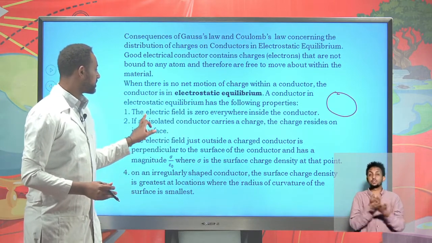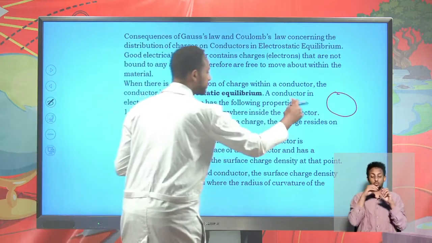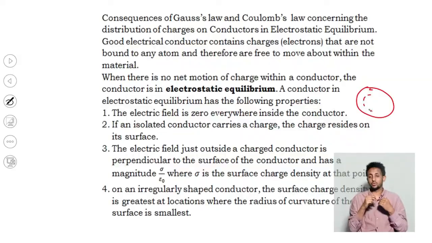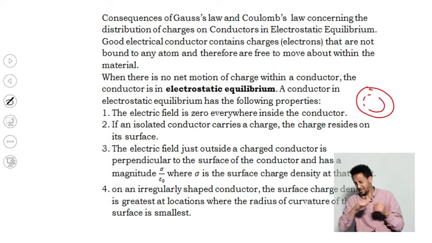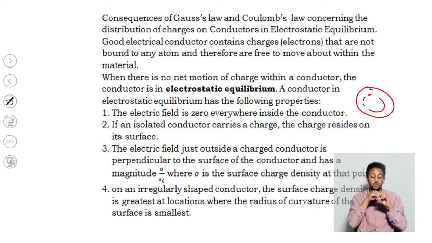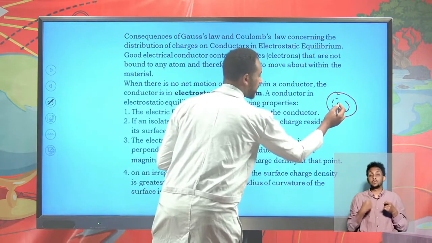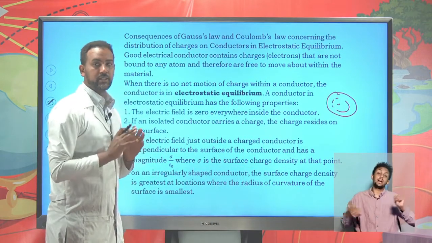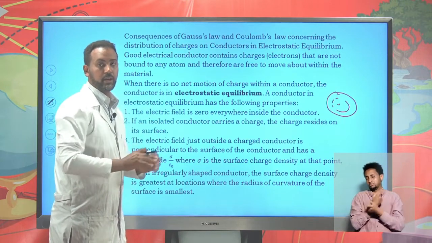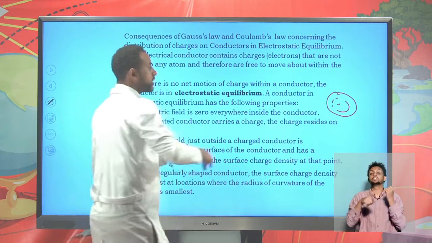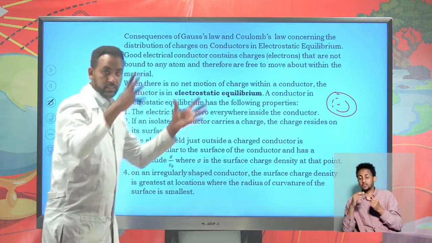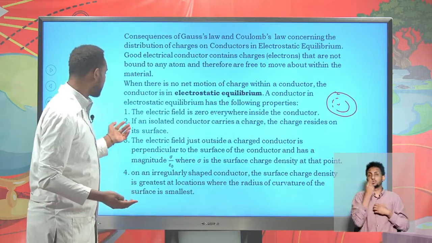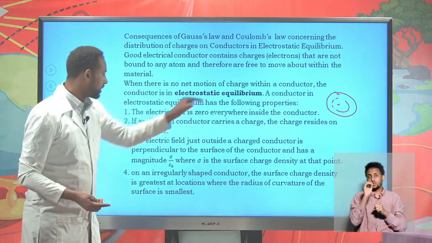And these properties are: there is no electric field inside the conductor. If you enclose it using a spherical Gaussian surface, you can't find any electric field strength in the conductor. If it is a non-conducting material, it's possible that you can find net charge here. But for conductors, you cannot find net charge. The net charge is 0. And if there is a free charge, the free charge will be scattered and reside on the surface. This is a property of the conductor. So the electric field is 0 everywhere inside the conductor.